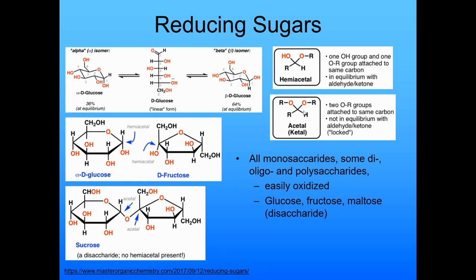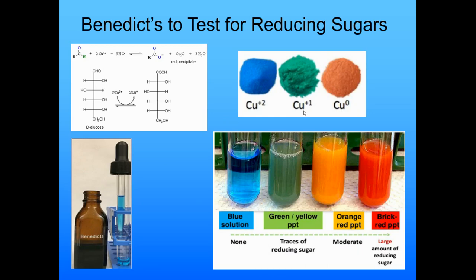Our test will allow you to distinguish between glucose and sucrose, and interestingly enough, it will also allow you to distinguish between sucrose and high fructose corn syrup, because high fructose corn syrup consists mostly of glucose and fructose, which are monosaccharides, which are reducing, and sucrose is not. So Benedict's reagent is our reagent that tests for reducing sugars.